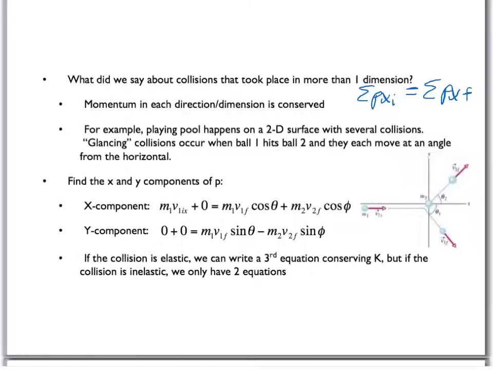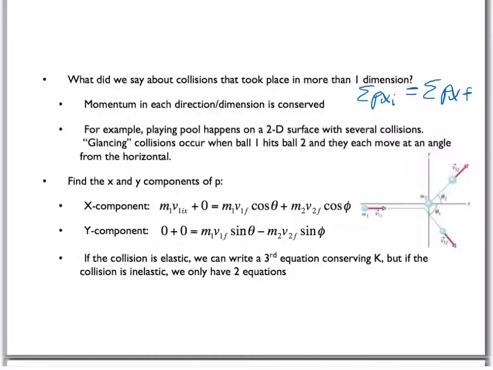So, for example, think about playing pool. That happens on a two-dimensional surface. There's lots of collisions going on there. Many of them are glancing collisions, where one ball hits maybe the second ball, and each of them ends up moving off at some sort of angle from the horizontal.